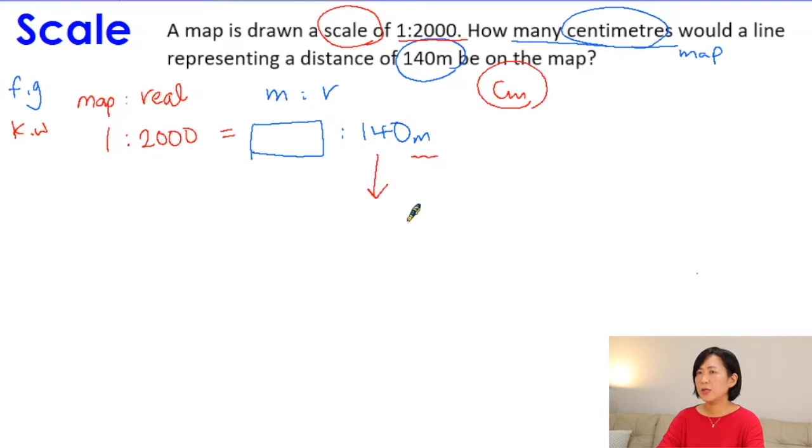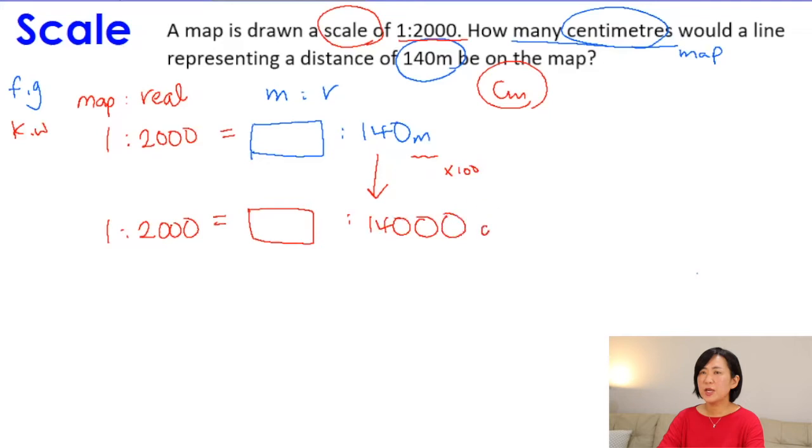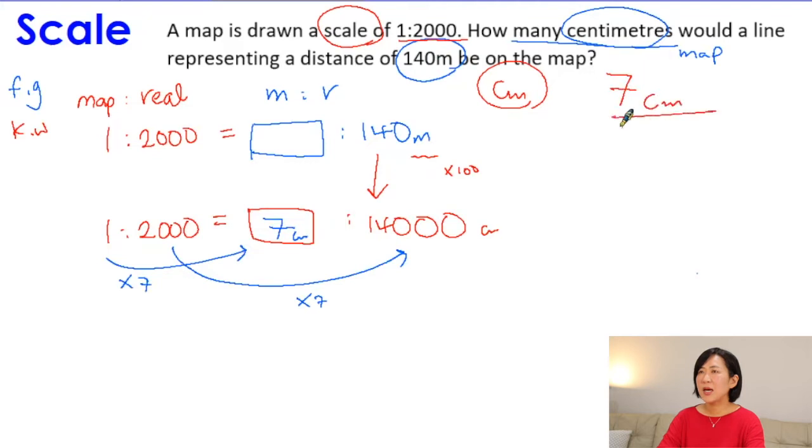So 140 meters into centimeters, you times 100 to make it into 14,000. Then now let's find our missing value. So 2,000 became 14,000. That means you times by 7. That's why you can get 7 centimeters. So on the map, 140 meters is 7 centimeters.